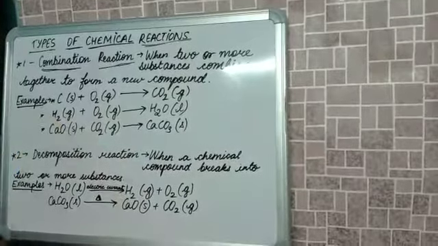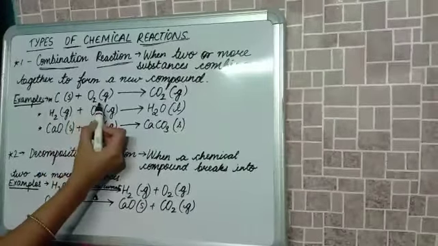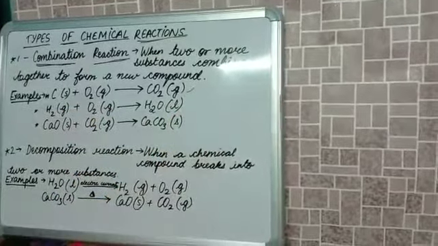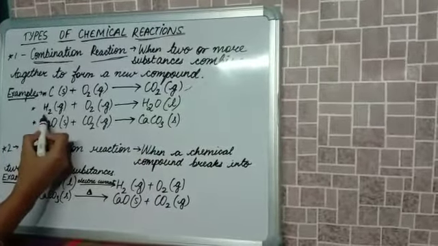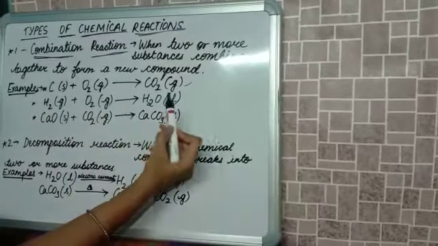Now, let's see some examples. Here we have carbon, a solid, that reacts with oxygen, which is a gas, to form CO2, that is carbon dioxide, which is again a gas. Now, the next example is H2, hydrogen, that reacts with oxygen to form water, H2O.